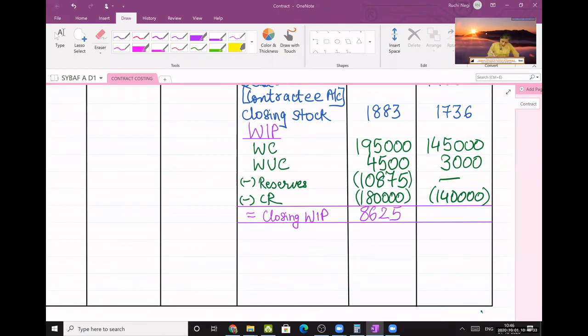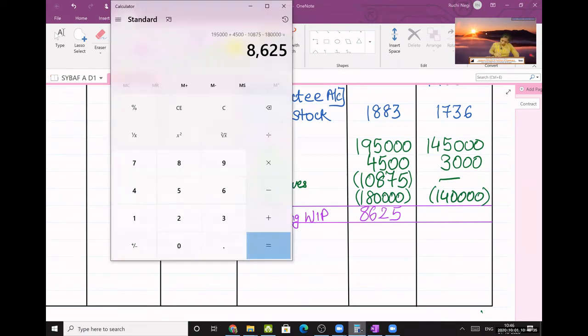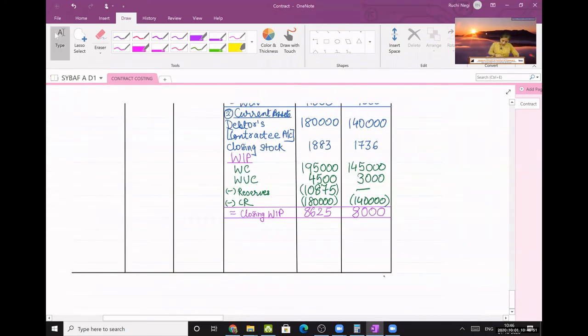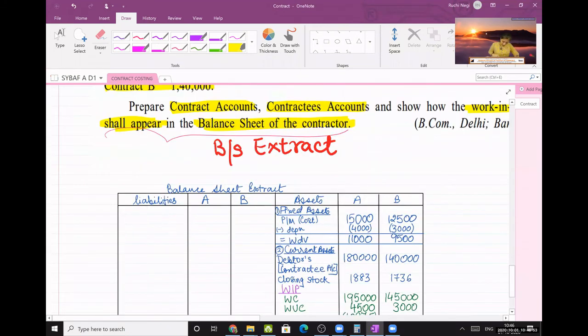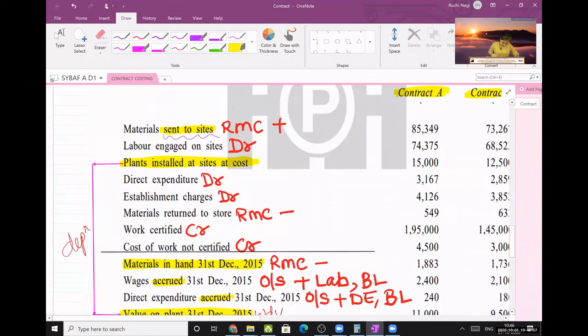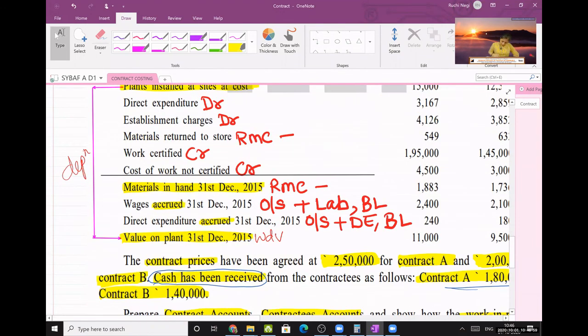Okay, fine. Very good, Swapni. We have already calculated. Great. 1,45,000 plus 3,000 minus 1,40,000. Kitna aaya? 8,000. So write here 8,000. Okay, that's it. Aur kuch bachta hai kya dikhane ke liye? Isme se kuch baki hai? Baki sab we have already recorded.